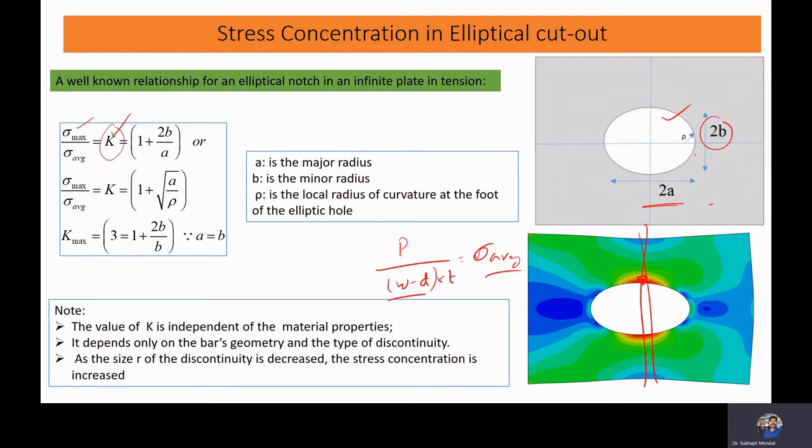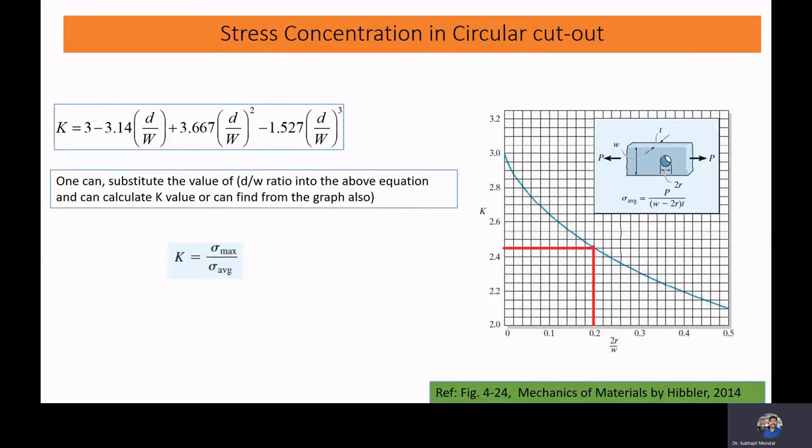Now if it becomes circular, in that case you'll observe that b is equal to a. If you put b equal to a, this will cancel out, and there will be 3. So the stress concentration factor will be 3. So if we have a plate with a circular cutout like this, the maximum value of the stress concentration factor will be 3. The maximum value of stress concentration factor for a circular cutout will be 3.